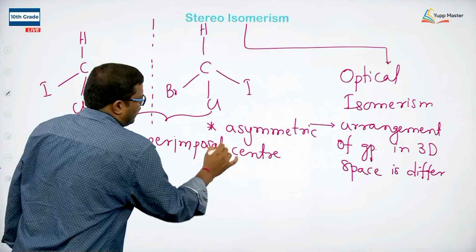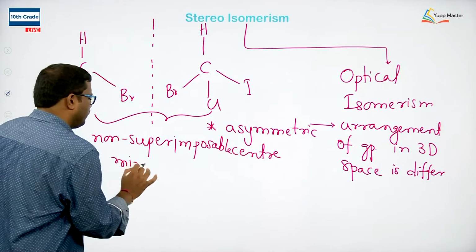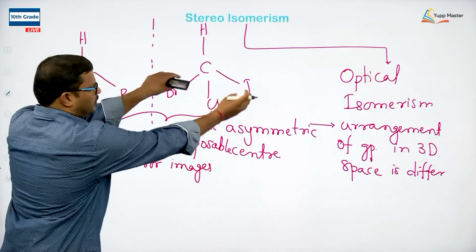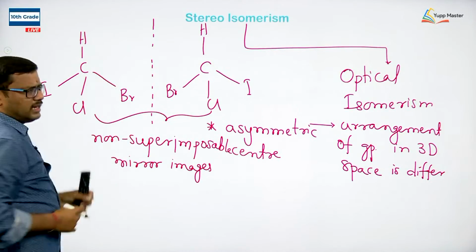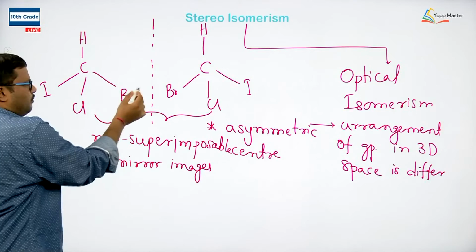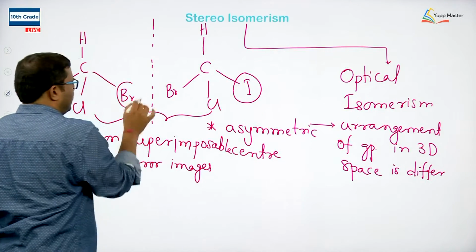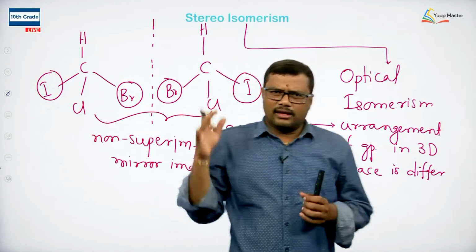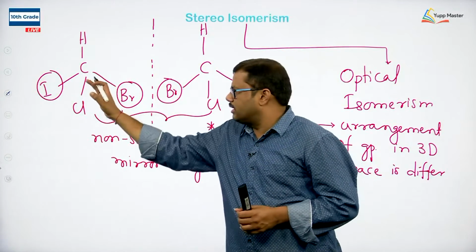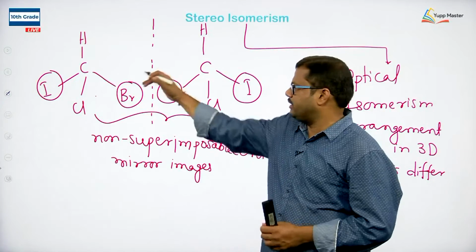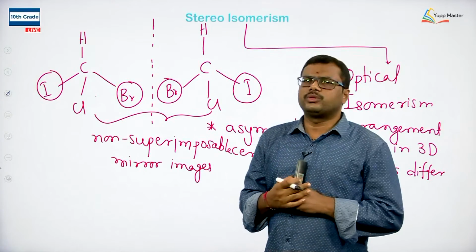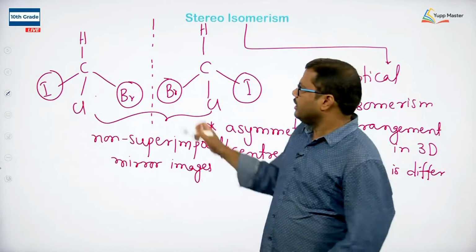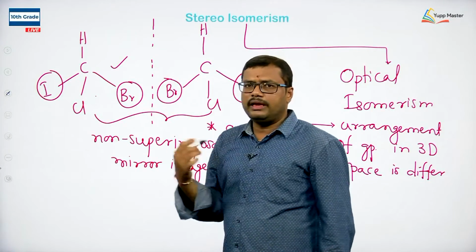Non-superimposable mirror images. These two are non-superimposable mirror images. If I take the mirror image and try to coincide it with the original molecule, the bromine and iodine will collide with one another. So superimposition in this case is not possible, and thereby these two are non-superimposable mirror images of one another, and thereby this molecule is optically active.